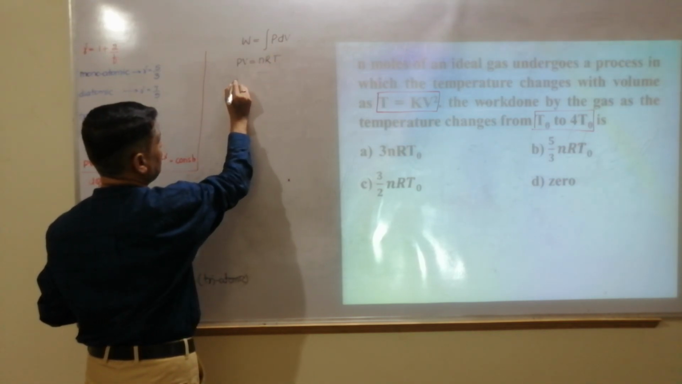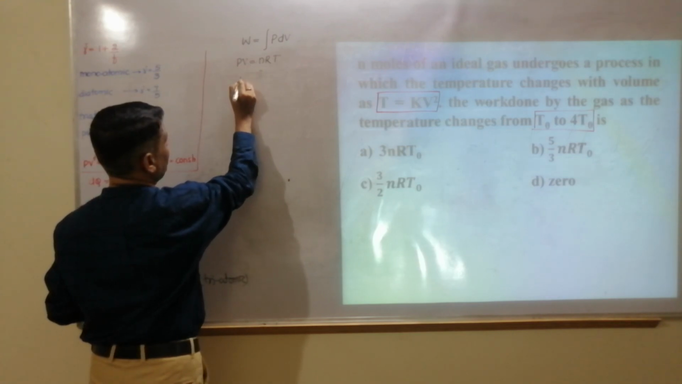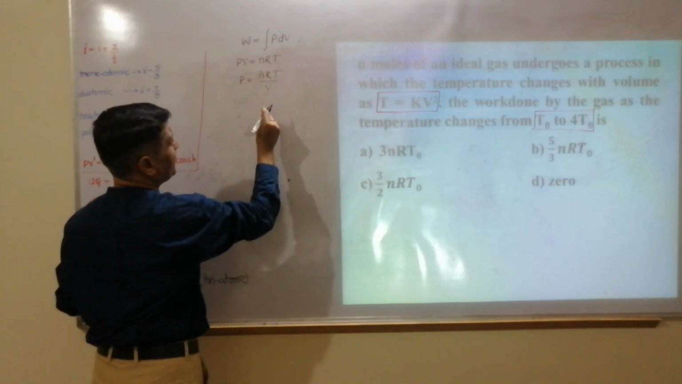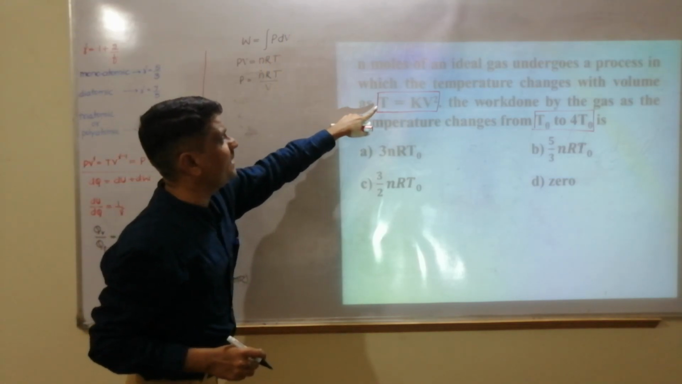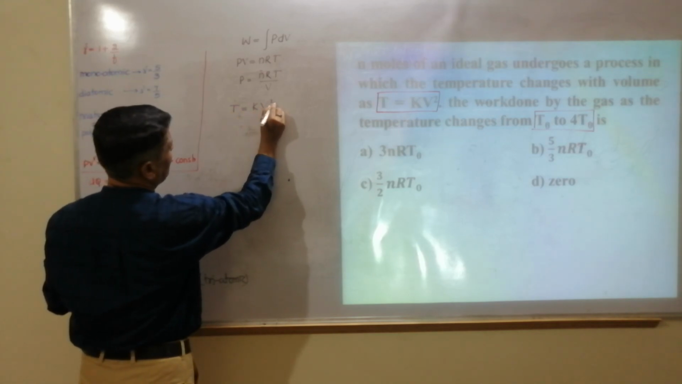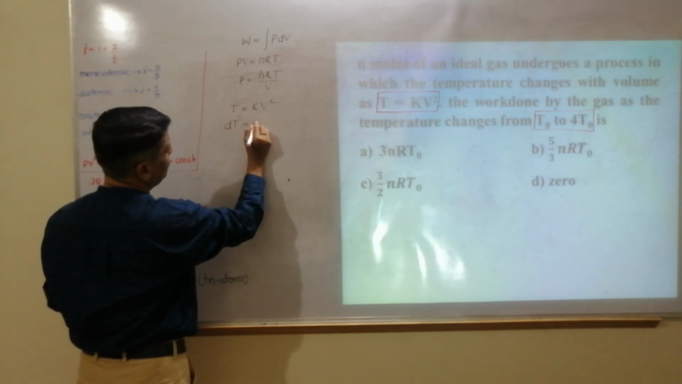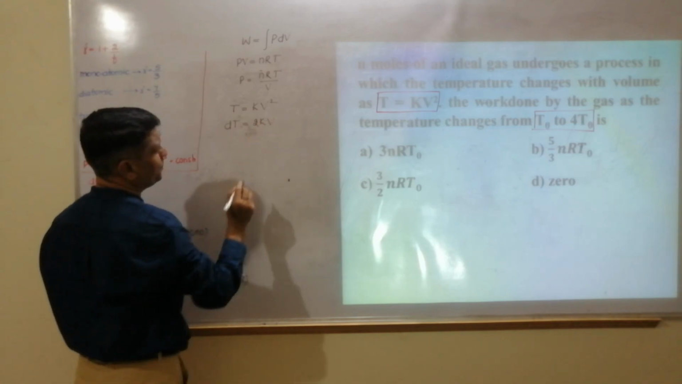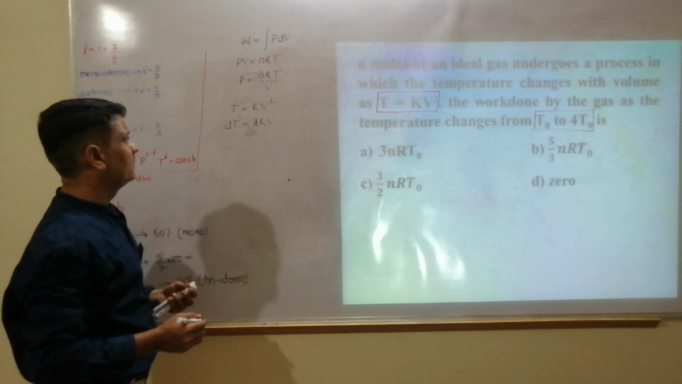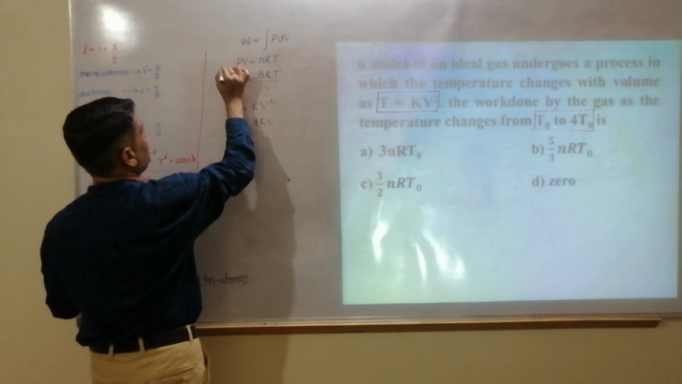So I want to remove P now. So P is equal to nRT by V. Instead of dV I want dT. So I will take T equal to kV square. I want dT, so differentiate. dT is equal to 2kV dV. Are you following? Differentiate, you get it. Fine. Then now I can substitute. First I will substitute P in this equation.